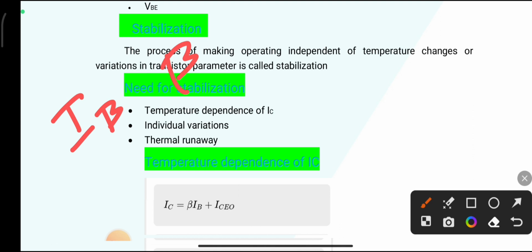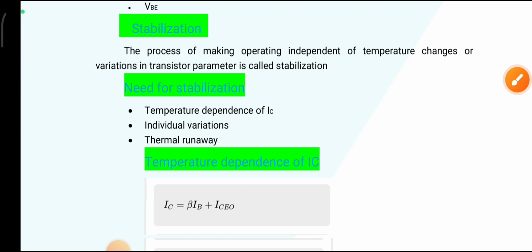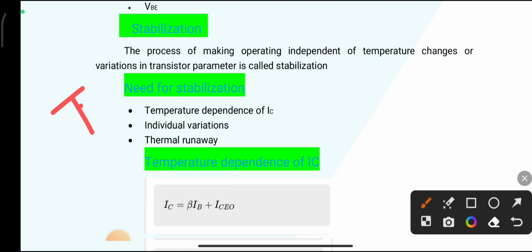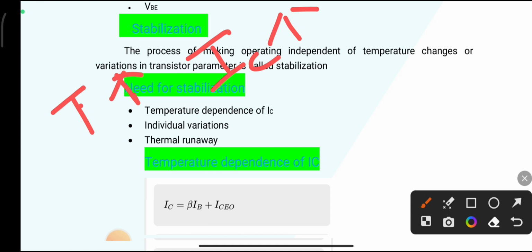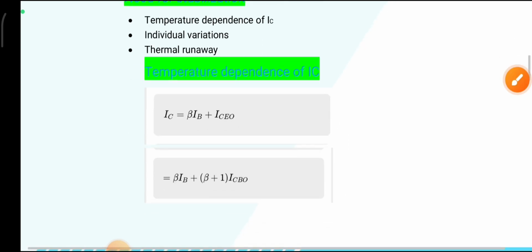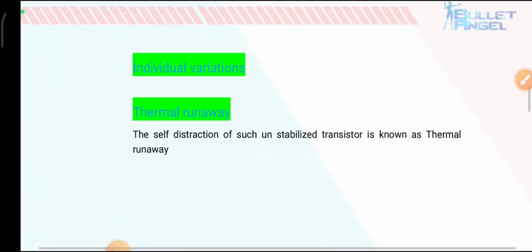Next, thermal runaway. It is very important. When temperature increases, IC increases. When IC increases, this current also produces some heat, so the temperature of the transistor increases. This is called thermal runaway. The self-destruction of such an unstabilized transistor is known as thermal runaway. So that's why we need stabilization.